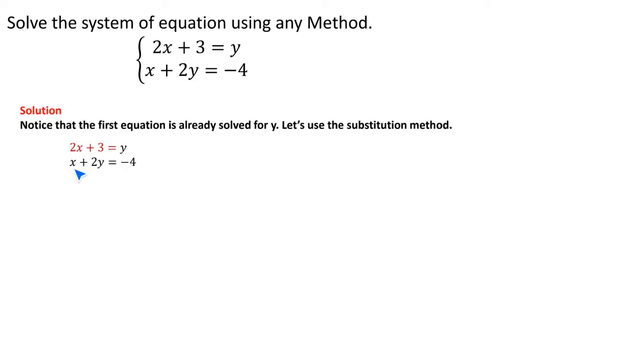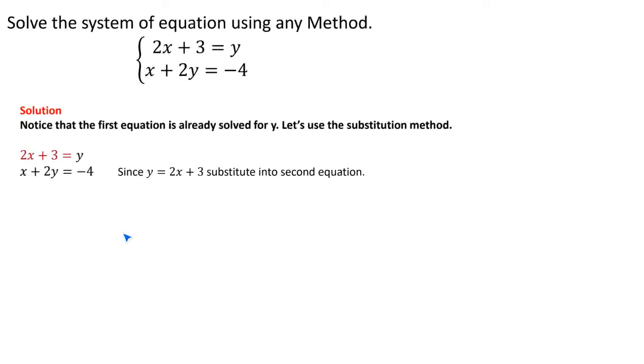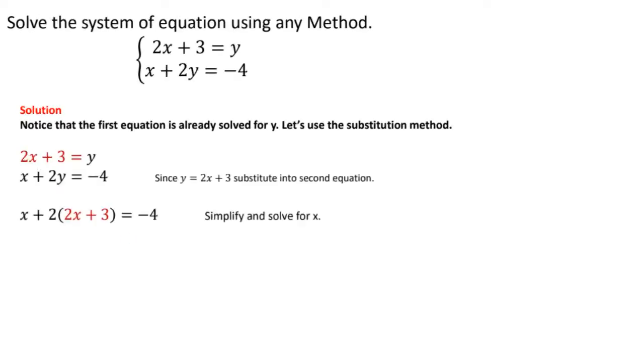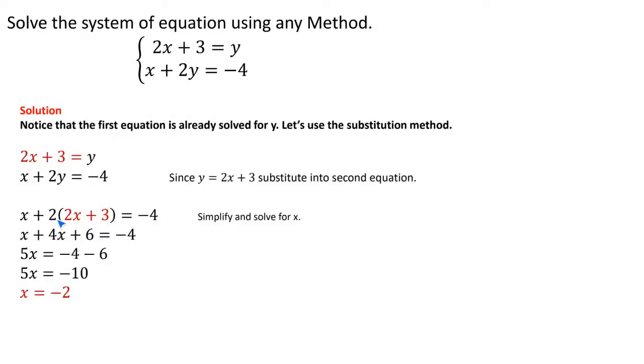So here I'm going to have x plus 2. Instead of y, I'm going to plug in 2x plus 3, and then I'm going to simplify. So I'm going to distribute the 2. 2 times 2 is 4x. 2 times 3 is 6. And then I'm going to gather my like terms. So 4x plus x is 5x. And I'm going to subtract this 6 to the right side. So I end up with negative 4 minus 6 is equal to negative 10. Divide by 5, and I get x equals negative 2.